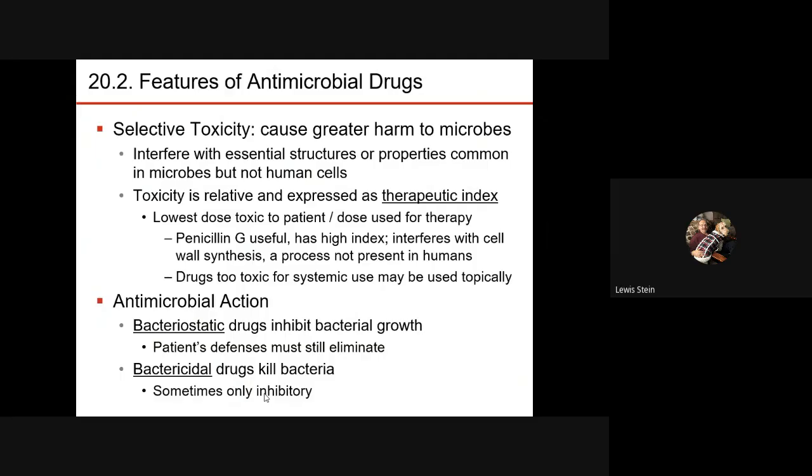So we're going to look at the categories. Here's selective toxicity. And here's a term. The terms are identical. They're just different. So selective toxicity, easy, more harmful to the microbe than the host. And we're going to look at bactericidal versus bacteriostatic, doing the antibacterial agents first.